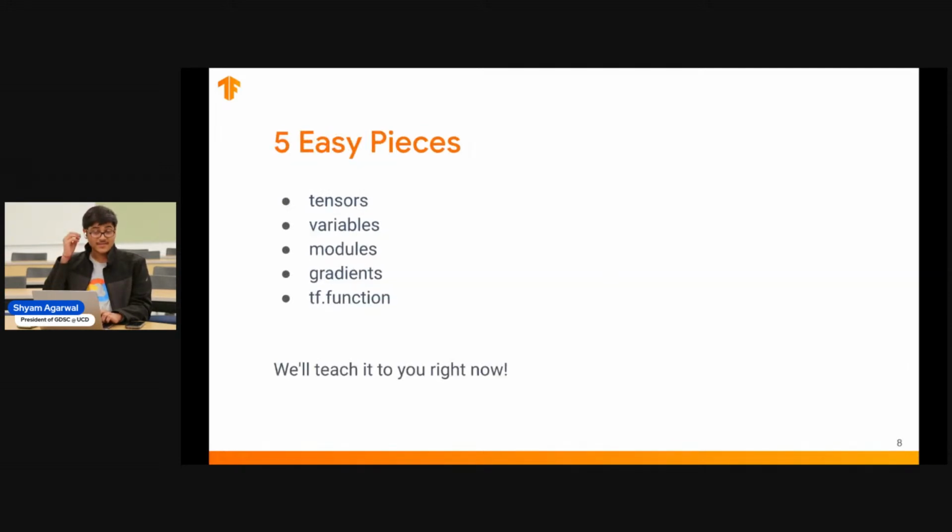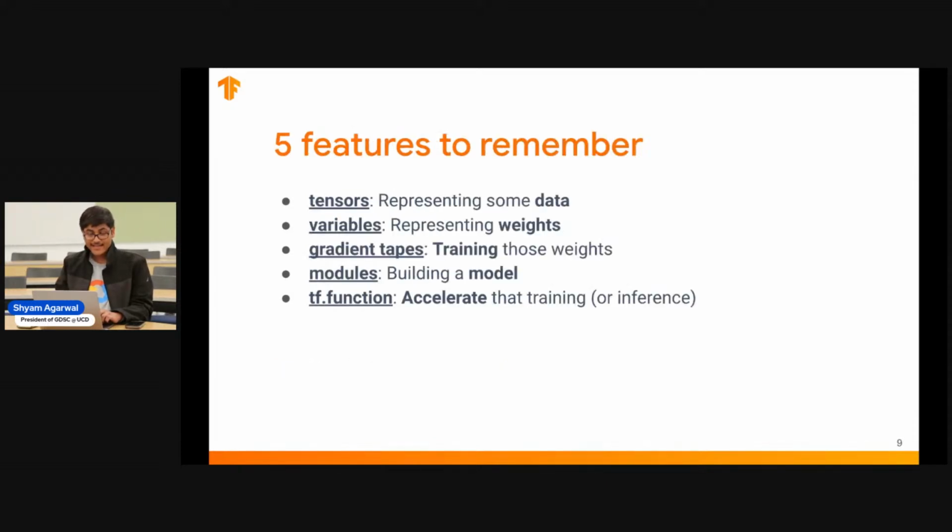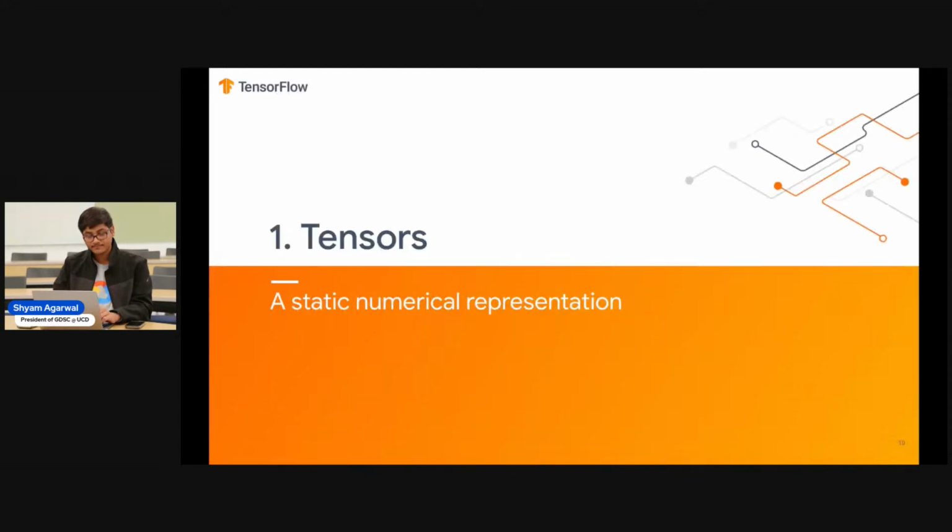So our 5 easy pieces are tensors, variables, modules, gradients, and tf.function. And we'll teach it to you right now. Tensors are used to represent some data. Variables are used to represent weights. Gradient tapes are for training those weights. Modules are for building a model. And tf.function is to accelerate that training or inference. Now, obviously, I just said that right here, but let's spend some time on each of them.